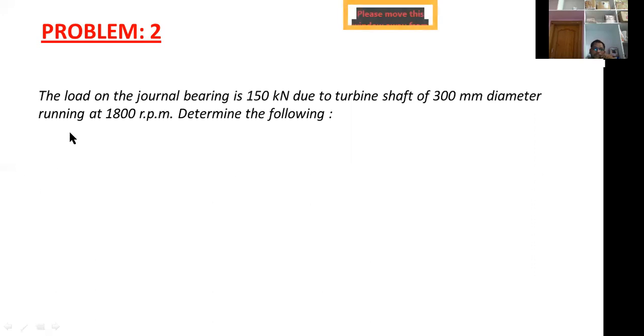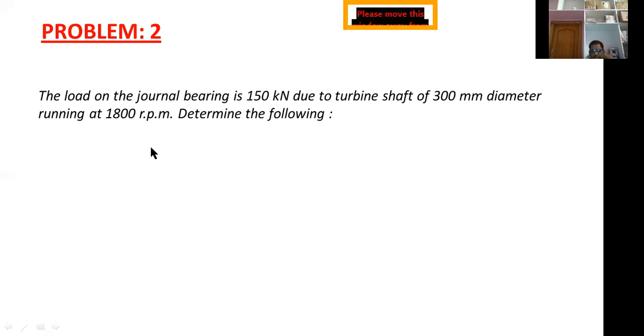Now, the question is: the load on the journal bearing is 150 kilonewtons due to a turbine shaft. Here the bearing is used for supporting the turbine shaft. The size of the shaft is given, that is 300 mm, so diameter of a journal or diameter of a shaft equals 300 mm. And the speed of the shaft is given, that is capital N equal to 1800 rpm.